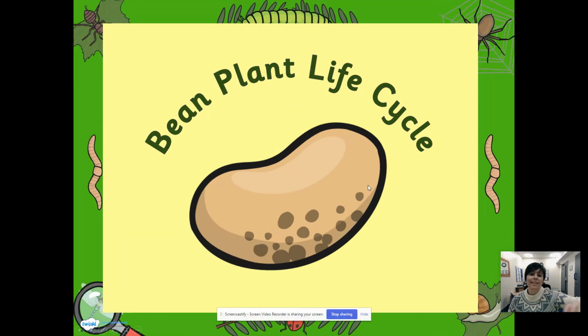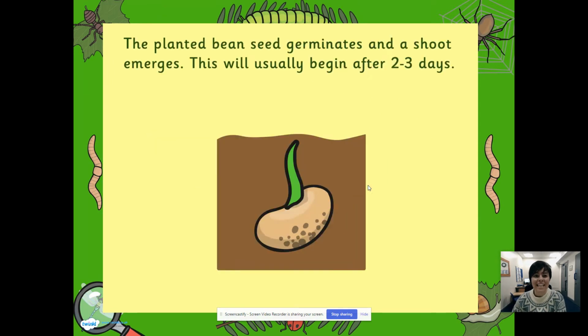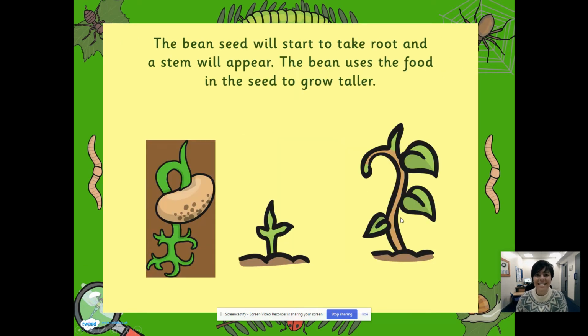Now, I'd like us to share a little bit of information about the plant life cycle of the bean. So the bean plant life cycle. This is what's going to happen when you have planted your bean. Are we ready? The planted bean seed germinates and a shoot emerges. Can you see the green shoot there? This will usually begin after 2 to 3 days. So when you've planted your bean seed today, it will only take 2 or 3 days for that shoot to begin to emerge. Wow, it's fast, isn't it?